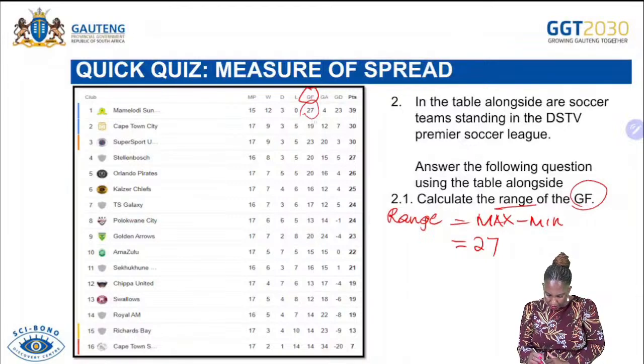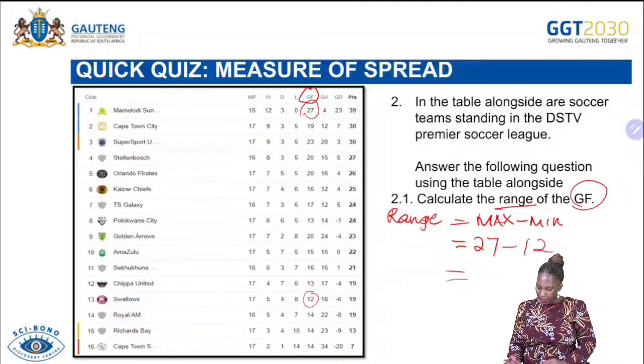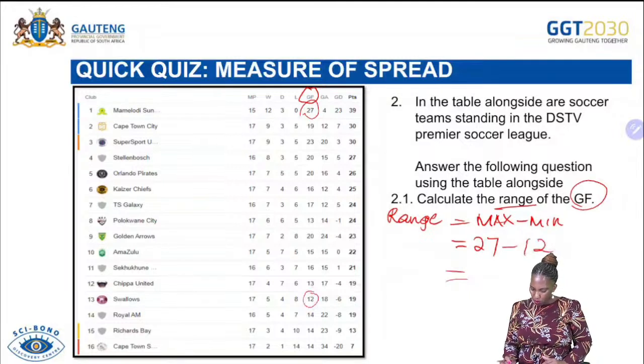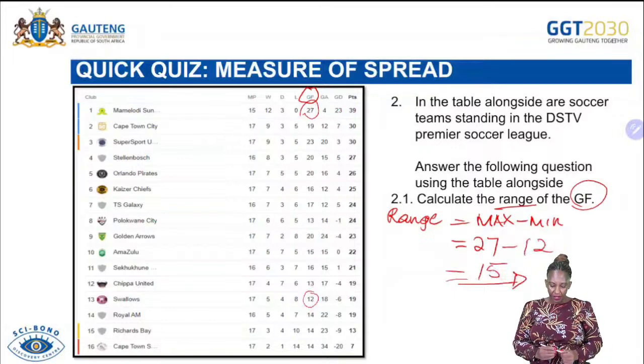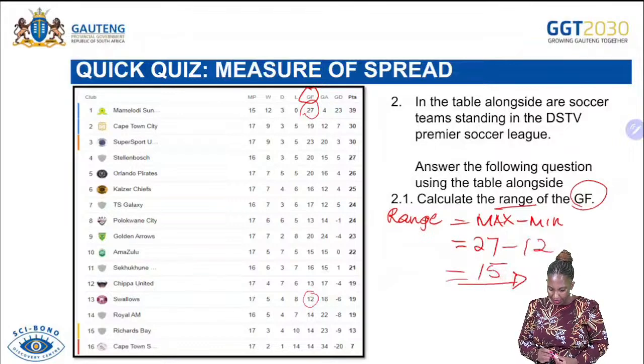Our minimum value, we said we have 27, 19, 23, 20, 20, 16, 17, 13, 20, 15, 16, 13, 12. So our minimum value is 12. And then we say maximum value 27 minus minimum value 12, and our range is 15. That is our range, the difference between the highest and the smallest value in the data set.